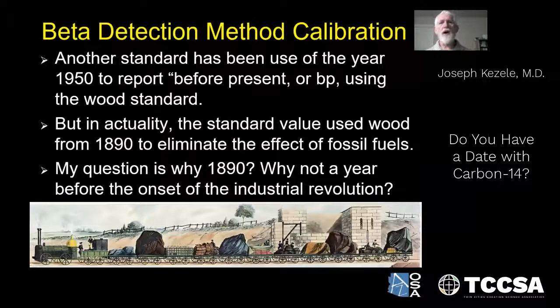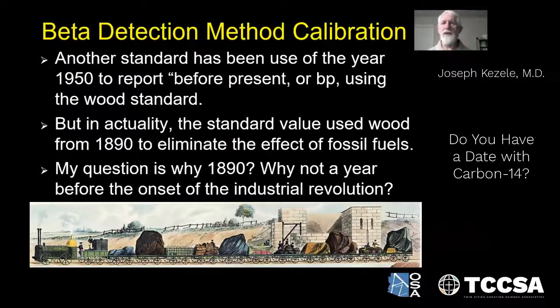So another thing is regarding the beta detection method as opposed to the accelerator mass spectrophotometer, is trying to develop a standard for that. Now, they use 1950 as a standard year, and so when they talk about calendar years, they're talking from 1950 for their ages.